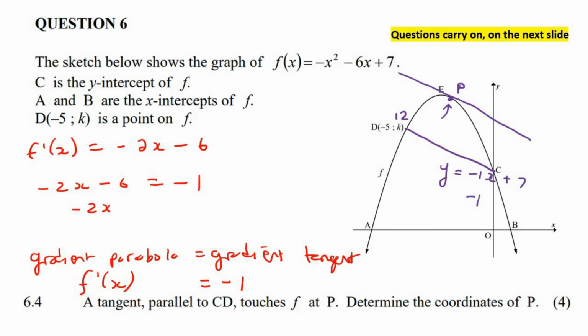So negative 2x would be equal to negative 1 plus 6, so negative 2x would be equal to 5. Divide both sides by negative 2, and x would be equal to negative 5 over 2, which is the same as negative 2.5. So we have the x value of that point.